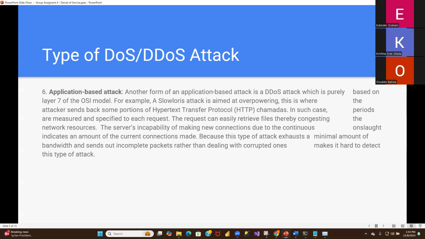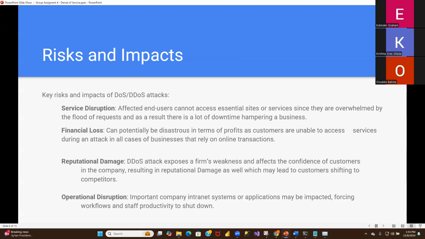Moving on to the next slide, we have the risks and impacts of this. We have five impacts and risks on this topic, namely financial loss, reputational damage, operational disruption, customer dissatisfaction, and legal implications. My friend Eskinder will be continuing the rest.